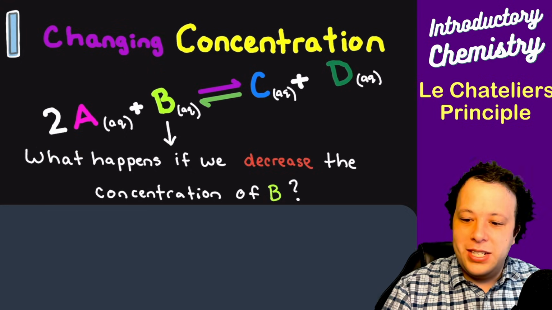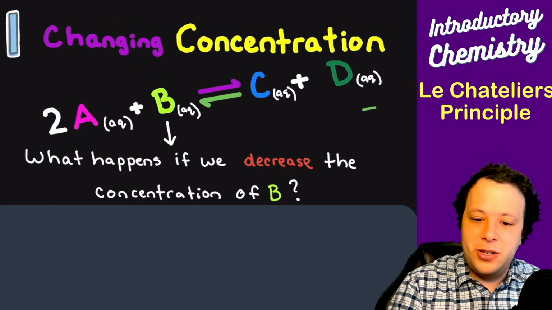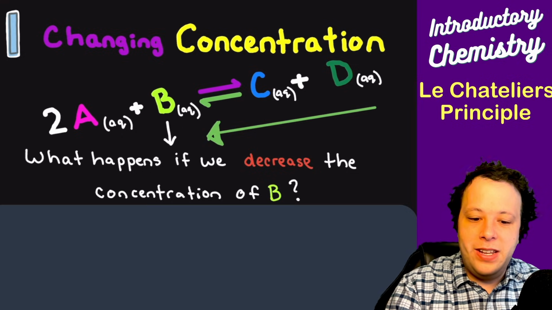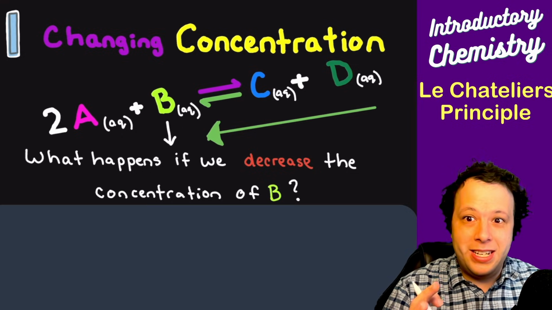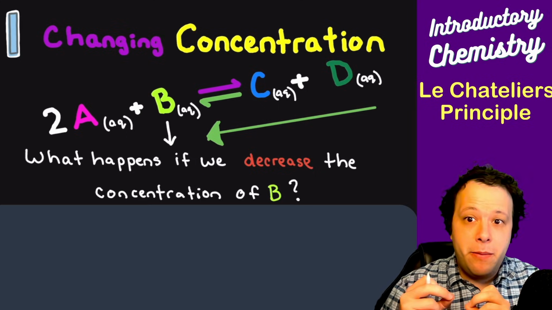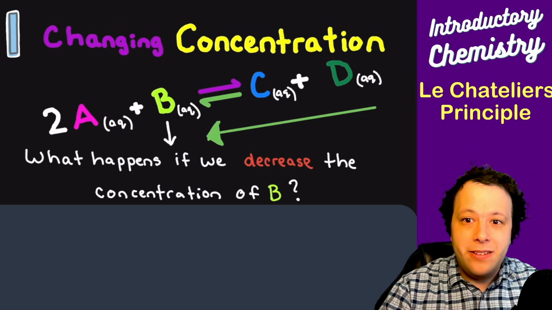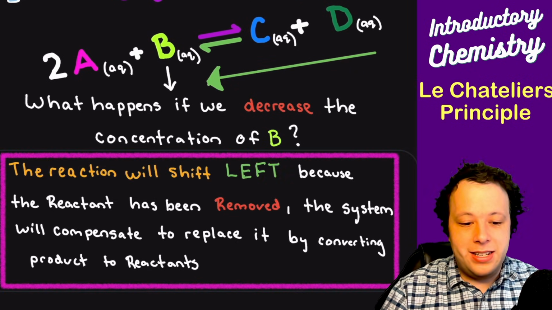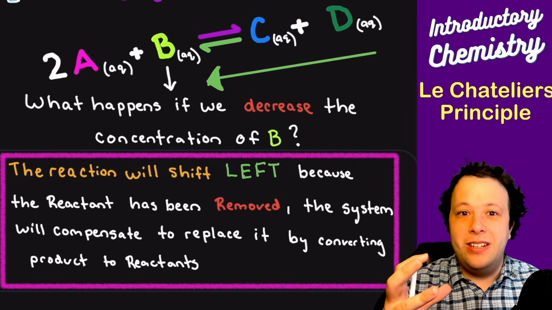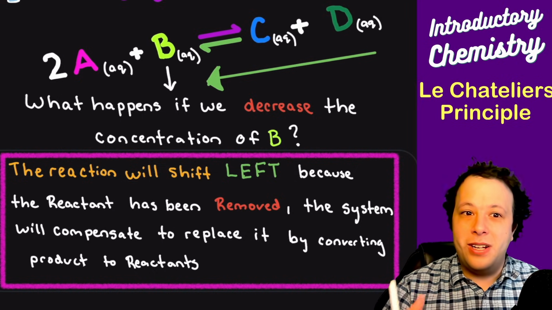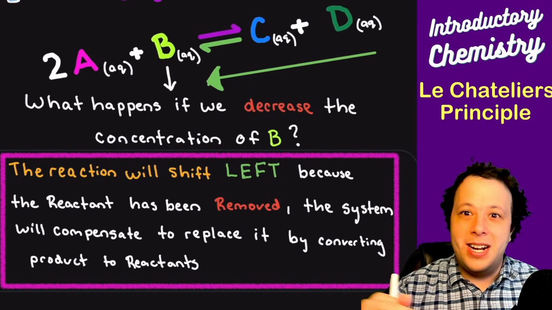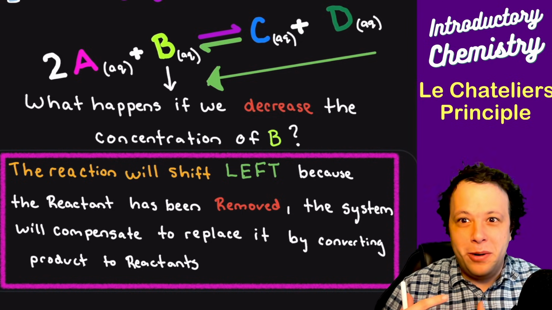In this case, the reverse reaction is going to happen very heavily to shift it in the direction to compensate. When there's less B in the system, the probability for C and D to collide with each other increases a lot as a result. So the reaction will shift left when that reactant is removed. The system will compensate by creating more reactants. So the reverse reaction will increase until equilibrium is restored.